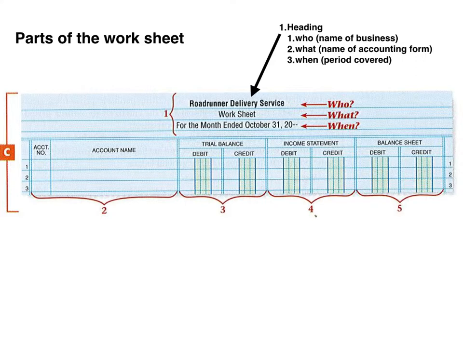The first section is the heading. And you see this addresses 3 questions: who, what, and when. So who, first thing we're going to put the name of the business. What, the name of the accounting form. This is a worksheet. 3, when, the period that's covered. This is the fiscal period or the accounting period that we're covering. So in this instance, it says for the month ended October 31st, 2000, whatever. All right, so who, what, and when. And notice how this is centered at the top of the worksheet.